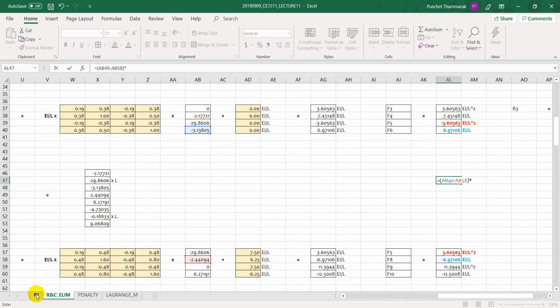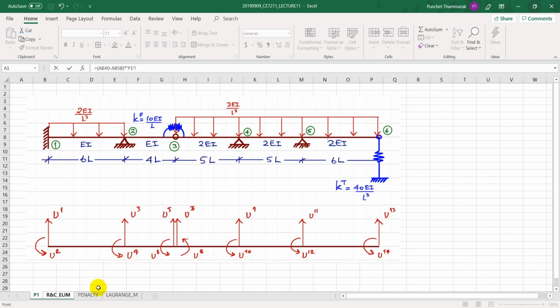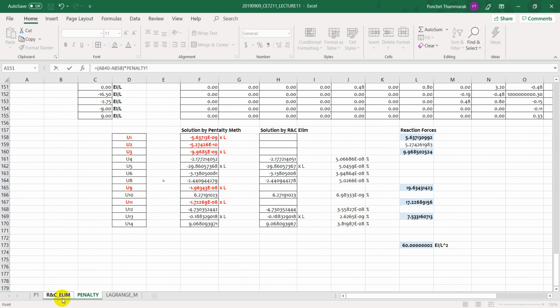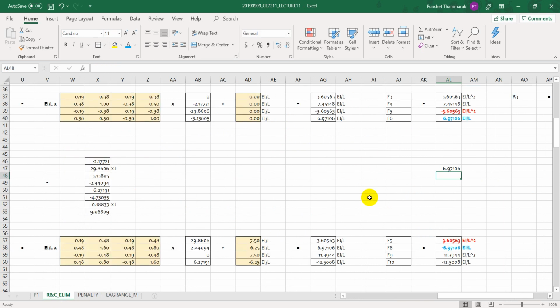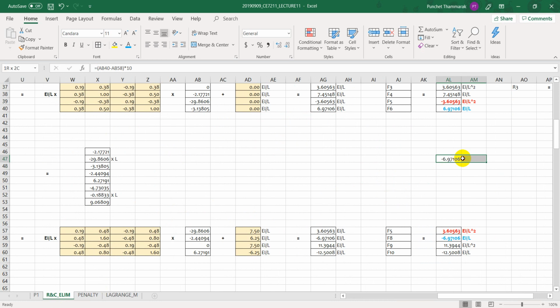What was the stiffness of this spring? It is 10, right? Okay, then it is multiplied by 10. This 6.9, right? It is consistent with the calculated moment which is acting on the member.